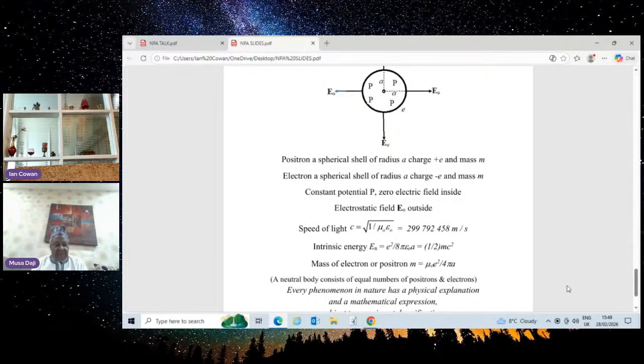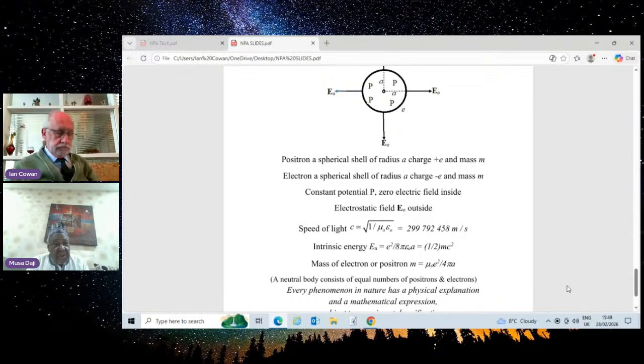Explanation of gravity, I have already mentioned it. Gravity is due to the attraction of the masses of electrons and positrons composing neutral bodies. I also explained inertia.